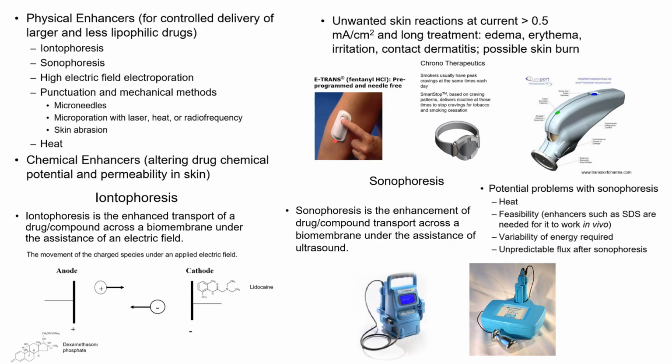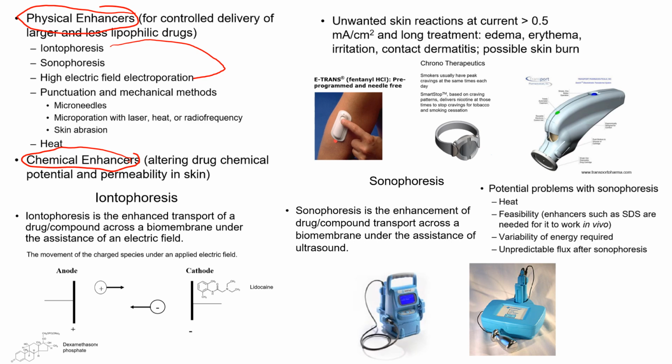So now that we've talked about some of the ways that you can apply a transdermal or topical product, let's talk about some ways we can enhance their absorption, right? Because not all of these drugs are going to want to get into our skin very easily. There's a couple ways we can do this. We have our physical enhancers and our chemical enhancers. As you can probably guess from the names, the physical enhancers will not be drug related, or chemical related in this case. We have iontophoresis as well as high electric field electroporation.